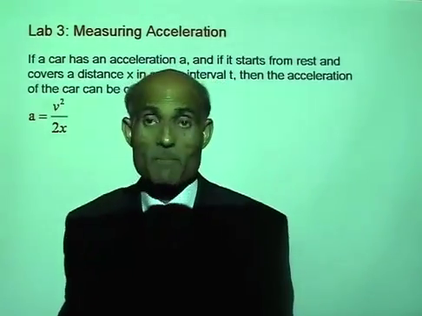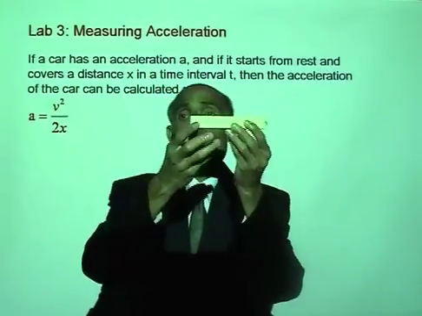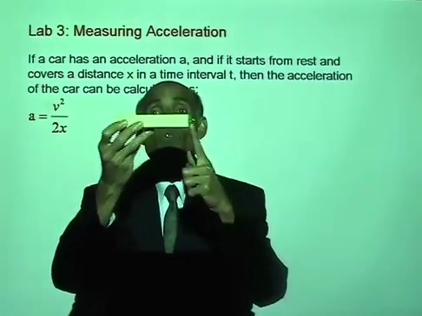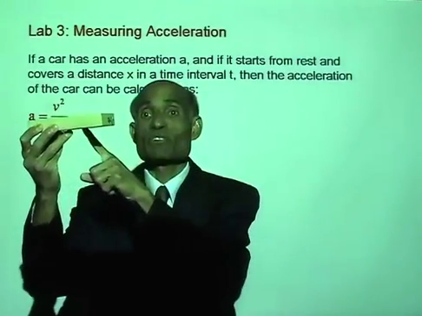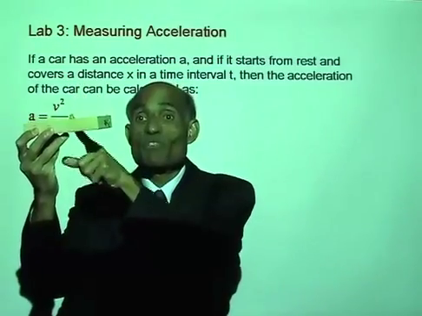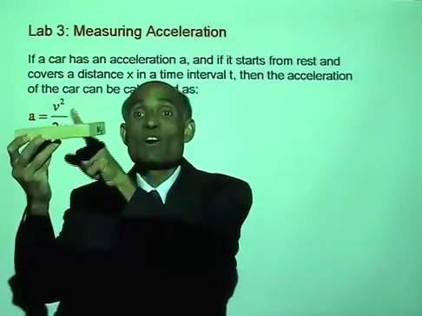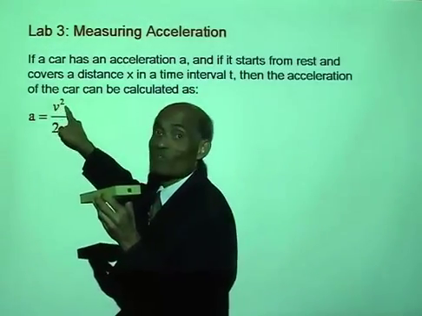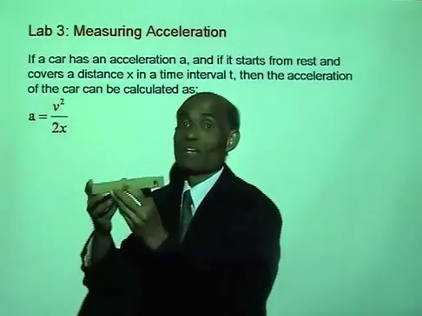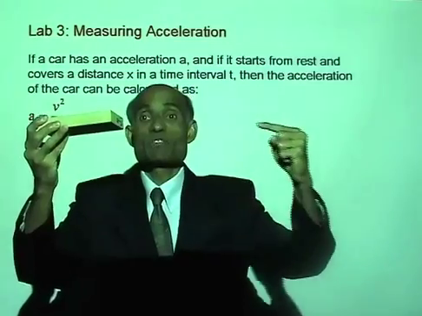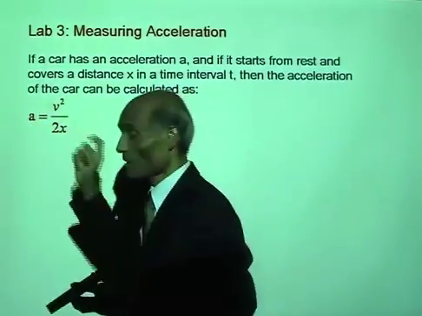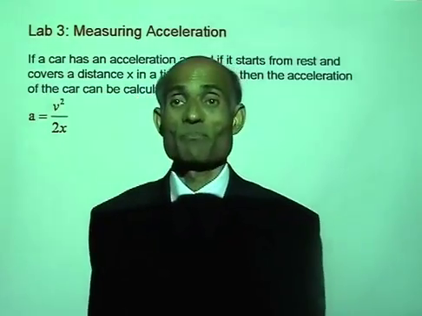In other words, we're going to start a car. Its initial velocity will be 0. We will move it through a distance x and measure its velocity at the end of that distance x. We square that velocity and divide it by 2 times the distance moved by the car, and that will give you the acceleration.